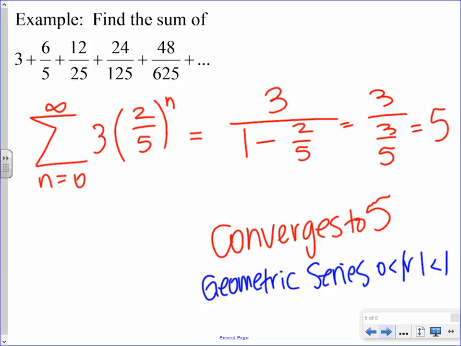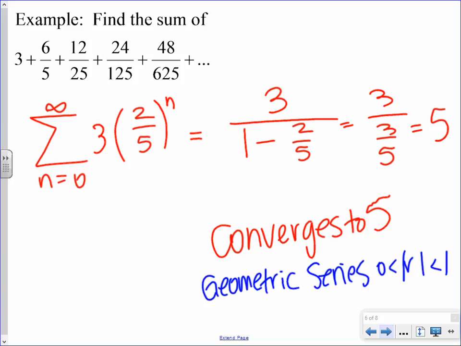We're eventually going to get a lot of these series tests, and you're going to have to back up why a series converges or diverges. So you're going to have to tell me how you know that it does or not. So we know that this converges because it's geometric and the r is between 0 and 1. Additionally, we know it converges to 5.